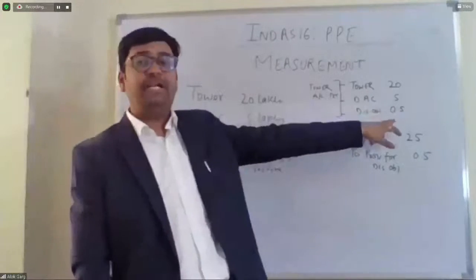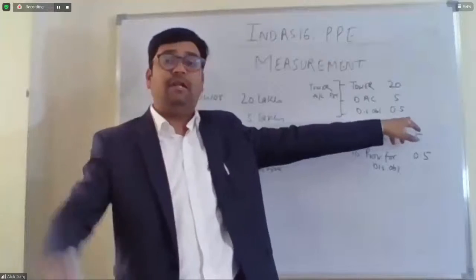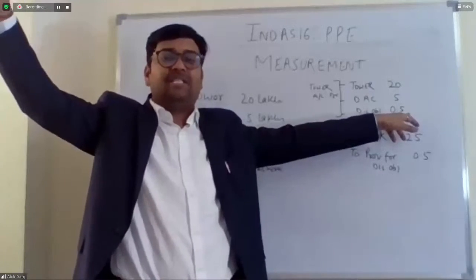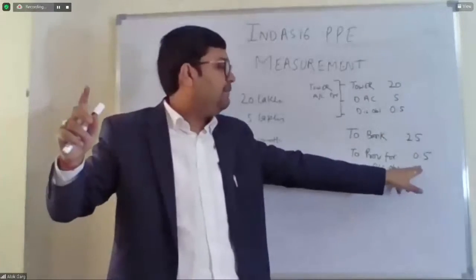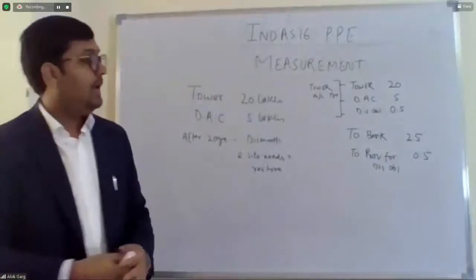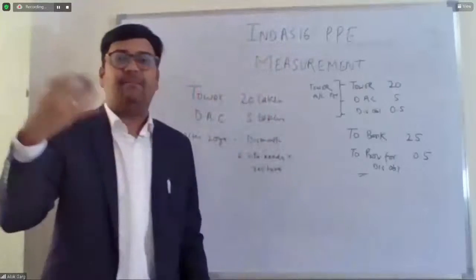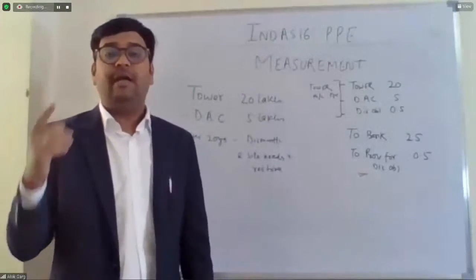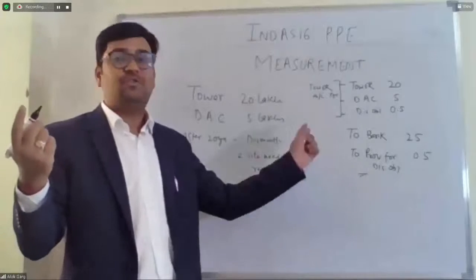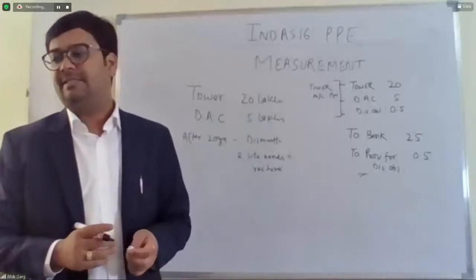This 0.5 dismantling obligation will arise in future, so there is no cash outflow. That is why we have created a provision for dismantling obligation. Now this dismantling obligation will increase year by year and it will become 2 lakh rupees. In subsequent years, the interest cost will go to P&L, as per Ind AS 37.